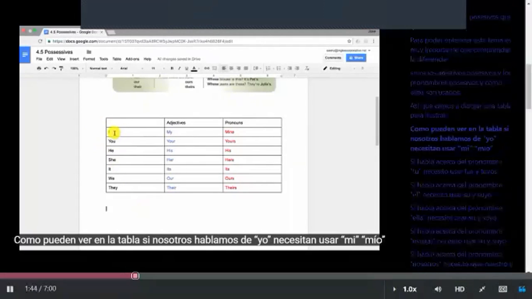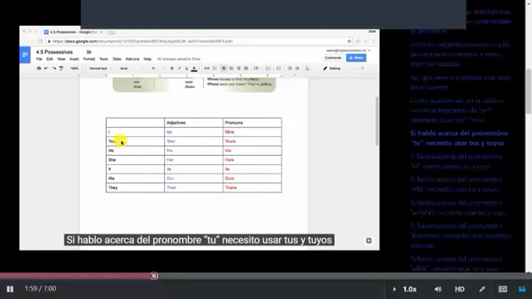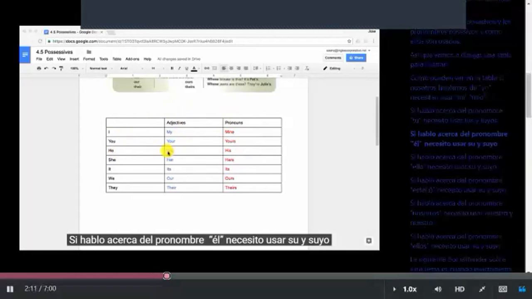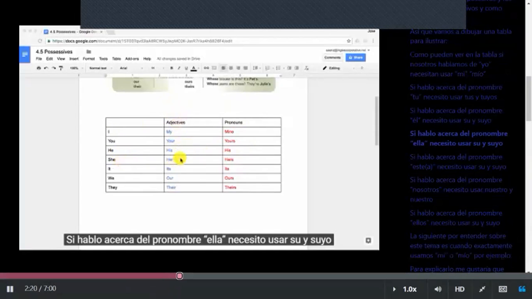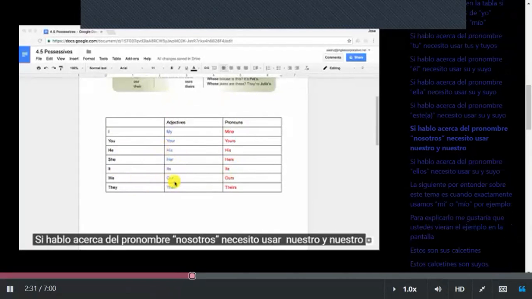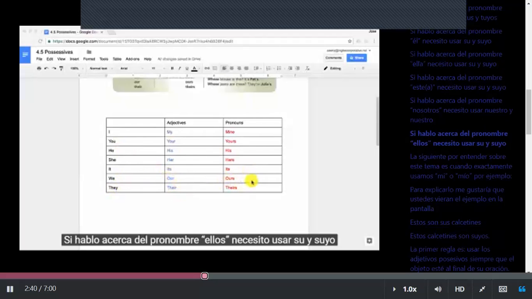As you can see on this chart, if I talk about I, I will use the possessive adjective my and mine. If I talk about you, I will need to use your and yours. If I talk about he, I will need to use his and his. If I talk about she, I will need to use her and hers. If I talk about it, I will need to use its and its. If I talk about we, I will need to use our and ours. If I talk about they, I will need to use their and theirs.